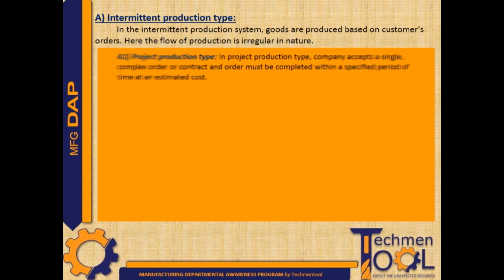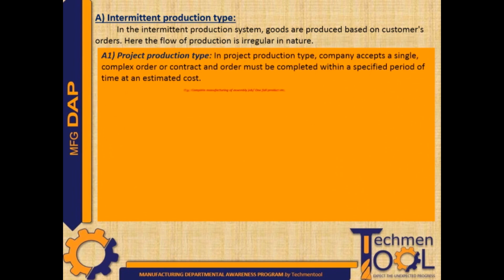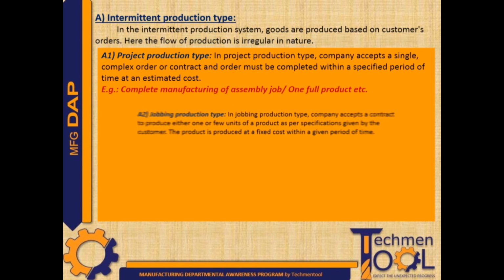In the project type of production, the company accepts a single complex order or contract, and the order must be completed within a specified period of time at an estimated cost. Example: complete manufacturing of an assembly job or one full product, etc.